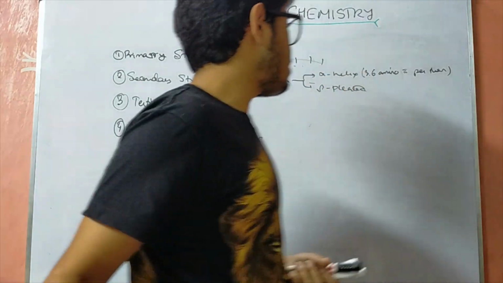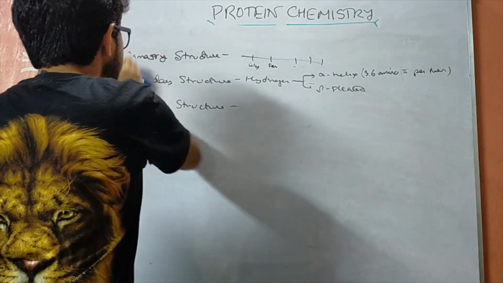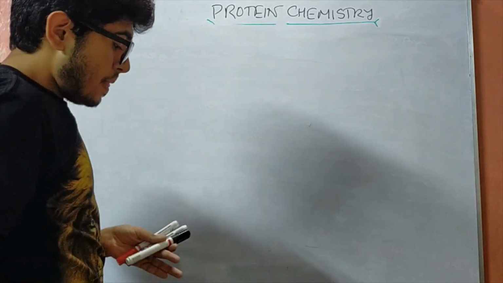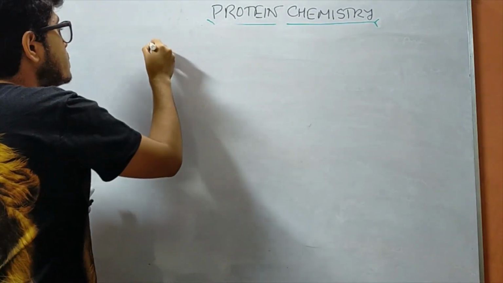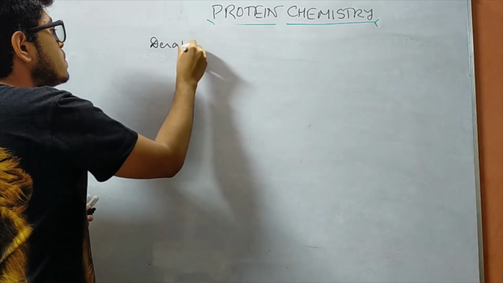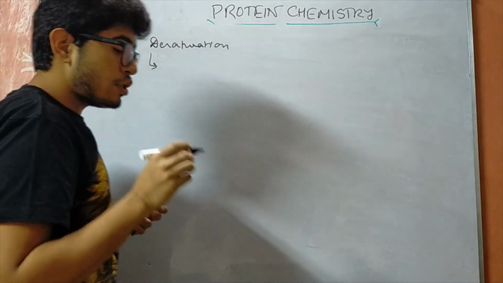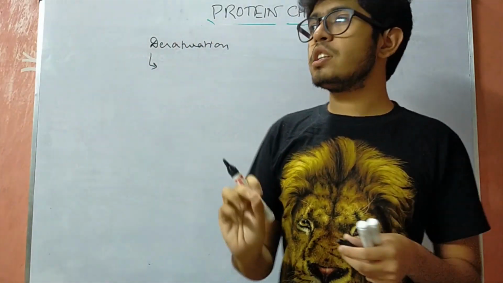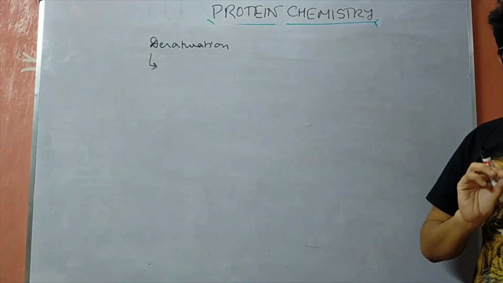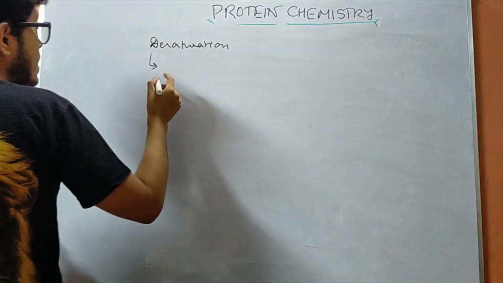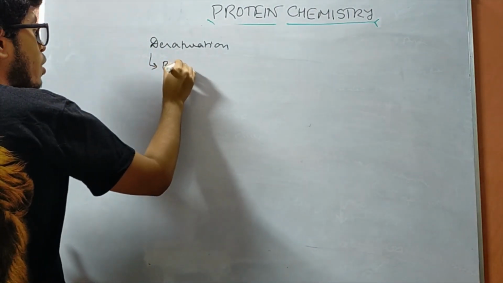The denaturation of proteins involves only the secondary and tertiary structure. The primary structures are not at all involved. In the denaturation of proteins, we will see that it can be done simply by boiling.